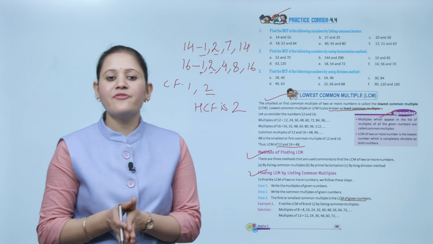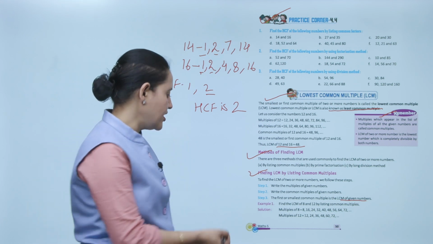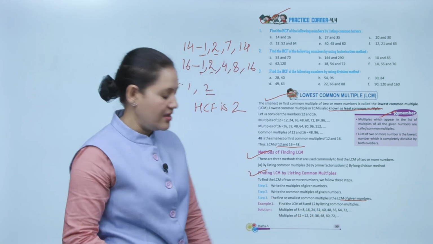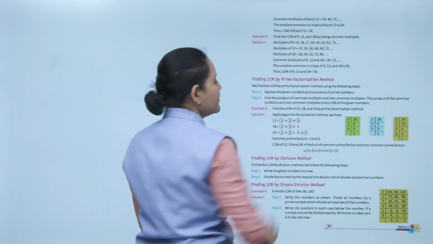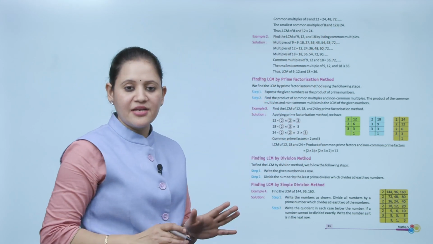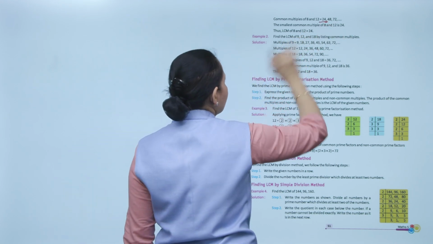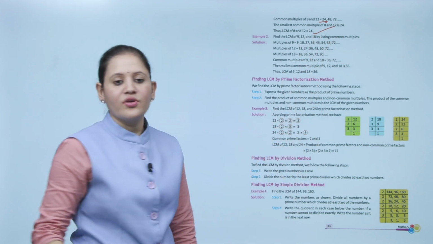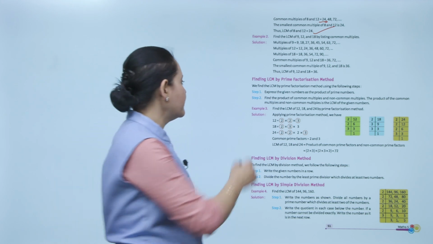Now we'll take an example. Find the LCM of 8 and 12 by listing common multiples. So here are the multiples of 8 and here are the multiples of 12. So common multiples are 24, 48 and 72. We have to find LCM. For that we'll find the least common multiple, that is 24. So LCM of 8 and 12 is 24. Clear? Next method is finding LCM by prime factorization method.